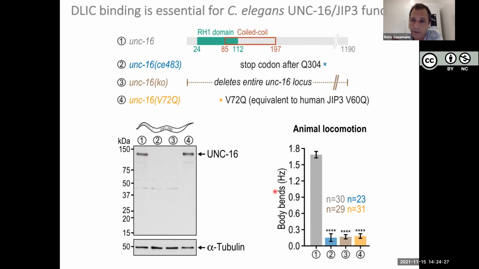To determine whether this mutation is important for UNC-16 function, we looked at animal locomotion. We assessed the frequency of body bends of these nematodes in a liquid droplet. It's known that if you knock out JIP3, these animals are almost paralyzed, as you can see here. And it turns out that the point mutation that we introduced has the same effect. This shows that the interaction between UNC-16 and dynein light intermediate chain is important for UNC-16 function.